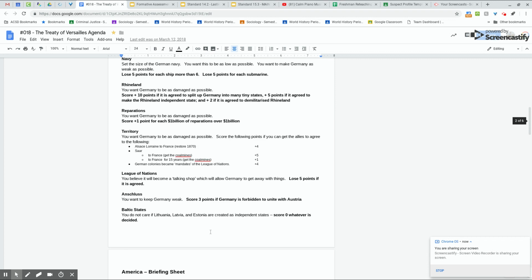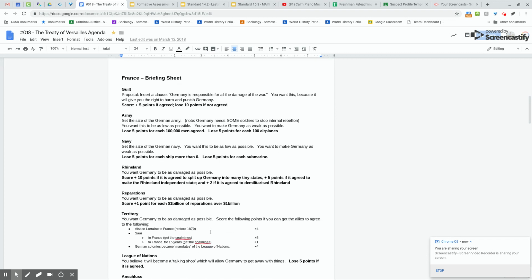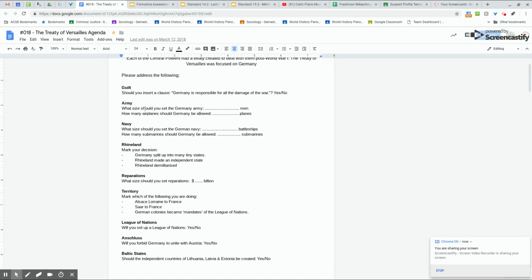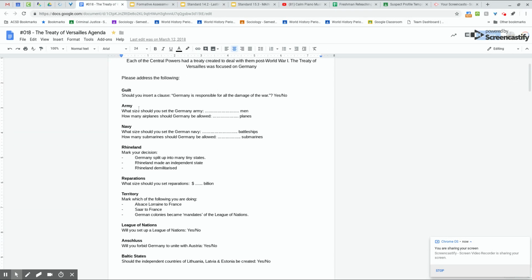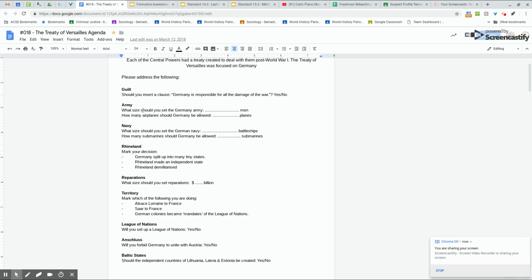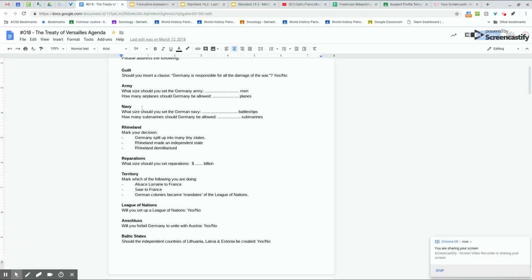The biggest thing is that delegates from other countries cannot know the information on each other's sheets because it totally ruins the negotiating aspect. So France can't know what Great Britain and the US says and vice versa. So as you take a look at the agenda, these are the things that need to be voted and decided on. And it needs to be unanimous. All 3 countries have to agree.